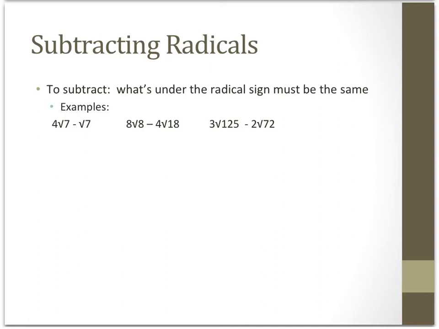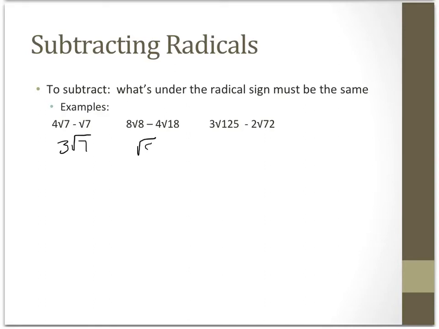Subtracting radicals, again, subtraction is addition, just with a different sign. And so 4 square root of 7 minus square root of 7 is 3 square root of 7. And we can work these other ones in much the same way. We just have to simplify them first.